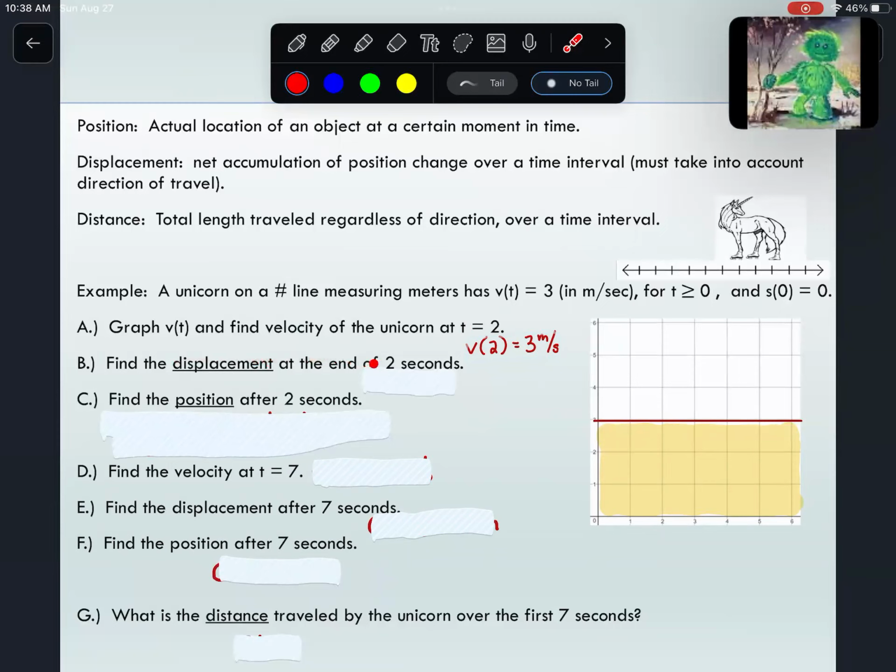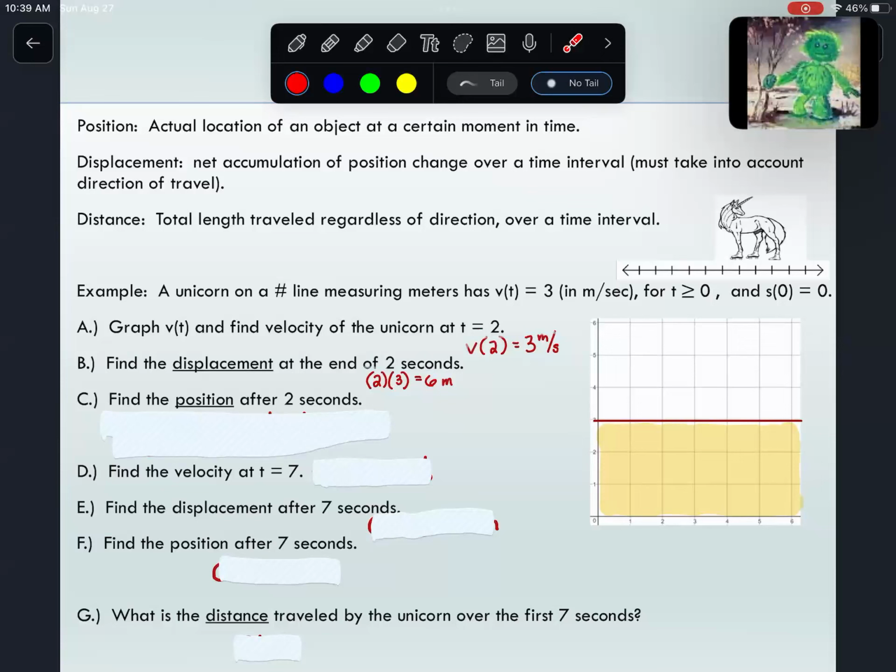But now let's find the displacement. This unicorn has moved 3 meters per second for a total of 2 seconds. On my graph, that's equivalent to looking just from 0 to 2 and imagining finding the area, which conveniently is still a rectangle with a base of 2 and a height of 3 meters per second. My width here was in seconds as well, so seconds cancels out. Your final answer is in just meters. That's how far we've moved. That's the accumulation of position, 6 meters more to the right.